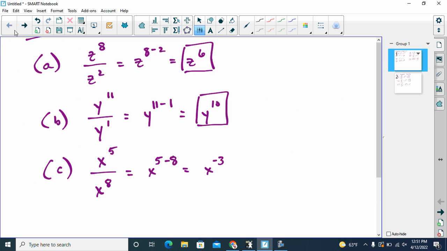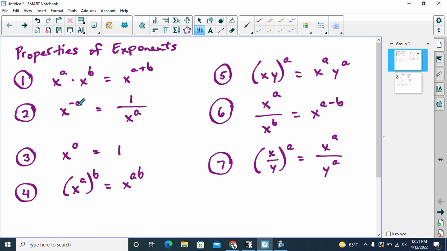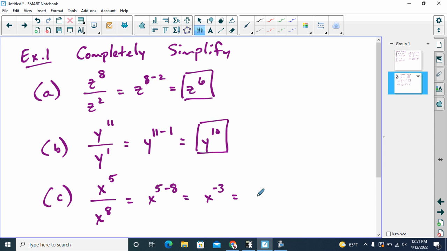So going back to property number 2 here, if I have a negative exponent, I can move it down to the denominator and make the exponent positive. So instead of x to the -3rd, I'm going to put x to the +3rd, but it's going to be on the bottom. Those are the same thing. And I moved everything off of the top. I don't have anything in my numerator anymore. So we put a 1 there.